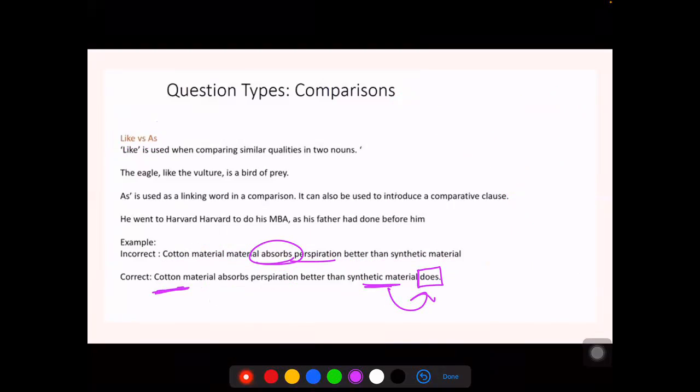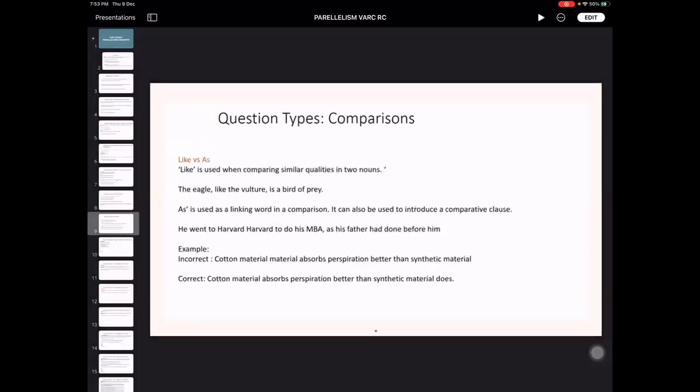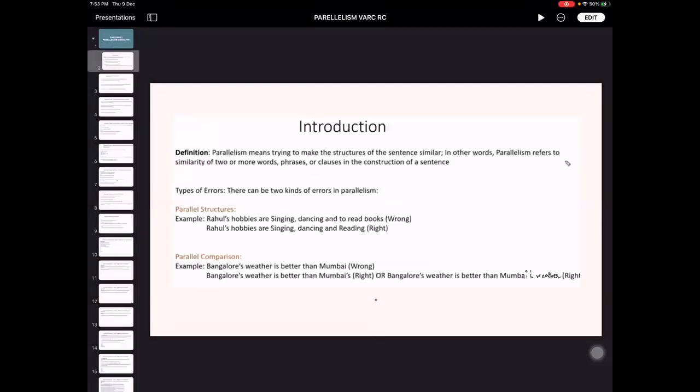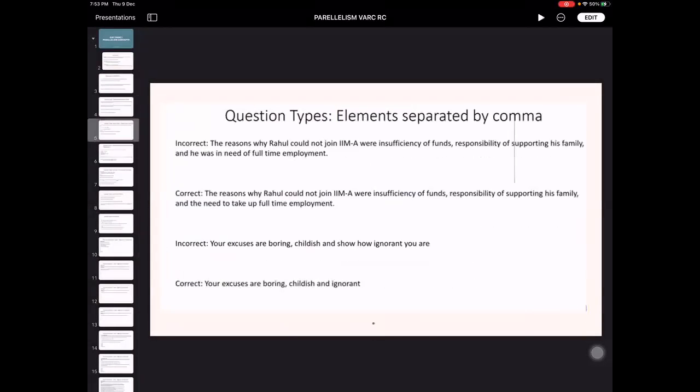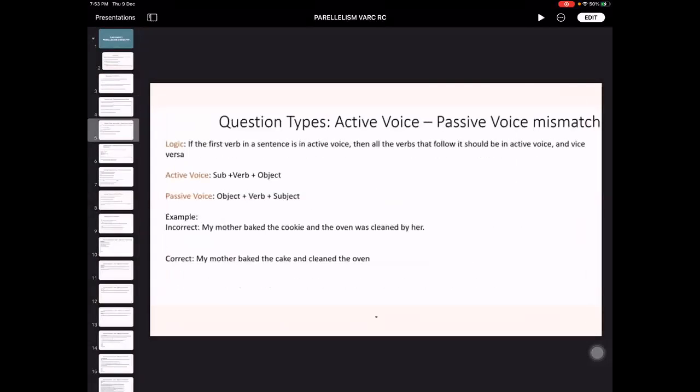Is it clear, Shreya? Yes, ma'am. So this is all about parallelism. Tomorrow, we will start our practice questions from this. If you want to ask any question about parallelism, you can ask if you have. Then I can definitely share the PDF on your mail, right? Okay, ma'am.